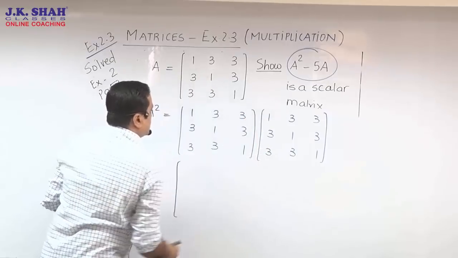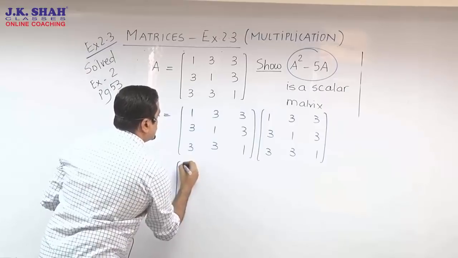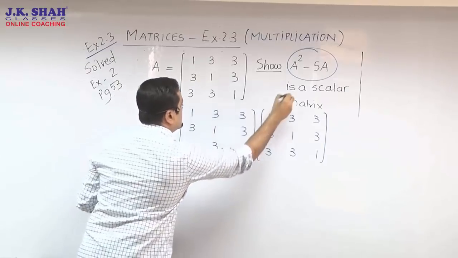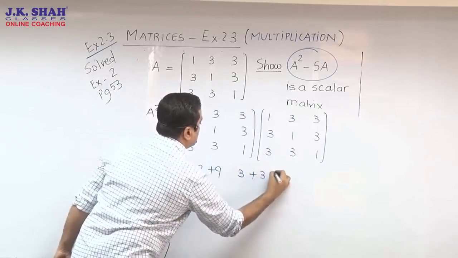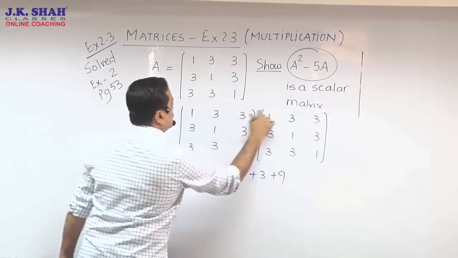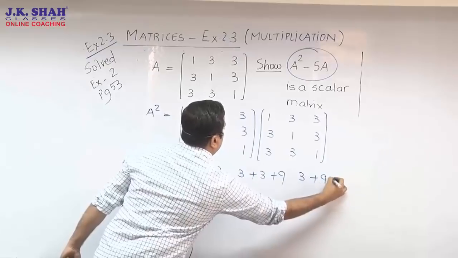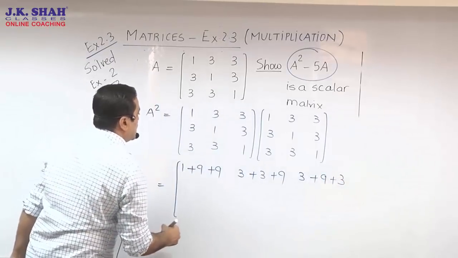R1 C1, you must have opened up 3 rows. R1 C1, so it's 1 plus 9 plus 9. R1 C2, so it's going to be 3 plus 3 plus 9. R1 C3, so it's going to be 3 plus 9 plus 3. You need to keep checking in your book ये आंसर आया है कि नहीं आया है.